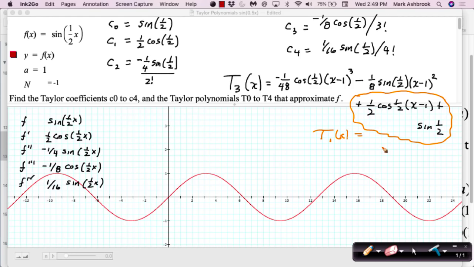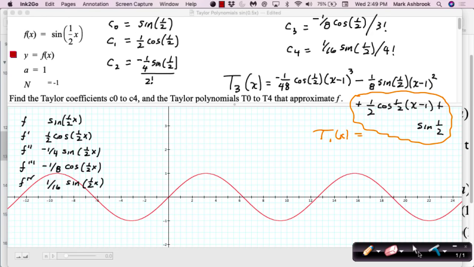So within a particular situation, function, and center point, the coefficient C2 is the same for all the Taylor polynomials. C3 is the same for all the Taylor polynomials. So every Taylor polynomial has in it all the previous Taylor polynomials. Just like this is T1, include that one as T2, include the cubic as T3. So let's look at them.